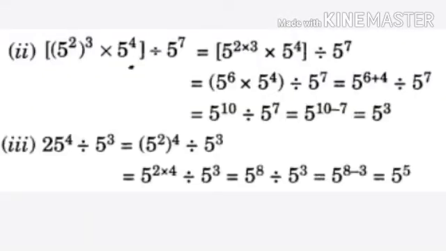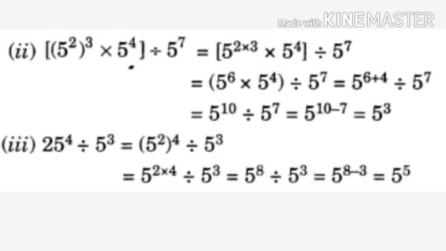Second, 5 to the power 2 whole to the power 3 into 5 to the power 4 divided by 5 to the power 7 is equal to 5 raised to the power 2 into 3. We can apply the third rule: a raised to the power m whole to the power n is equal to a raised to the power m into n.